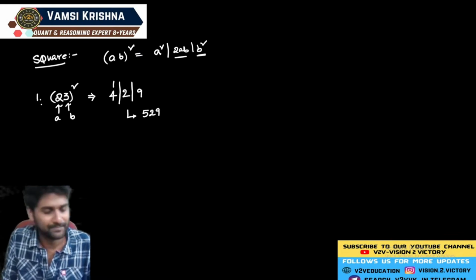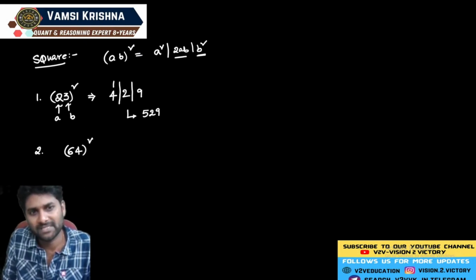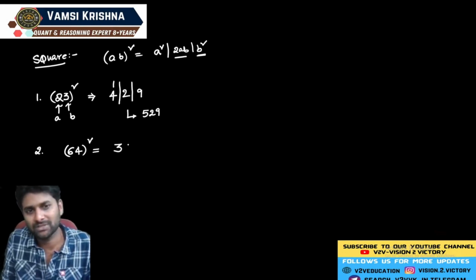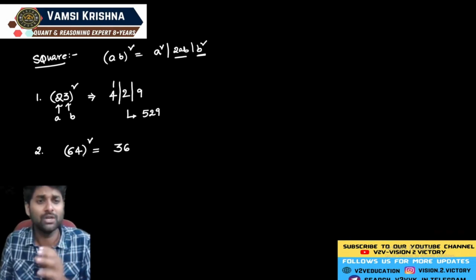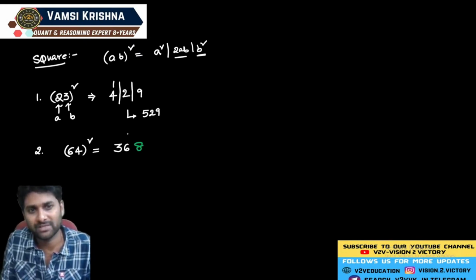Hope it's clear. Now let me take the next number, 64. What is the square of 64? Guys, 6 square is equal to 36. Next 2ab. See, 6 into 4 into 2. So 6 twos are 12. 12 fours are 48. Take 8. 4 is the carry over.